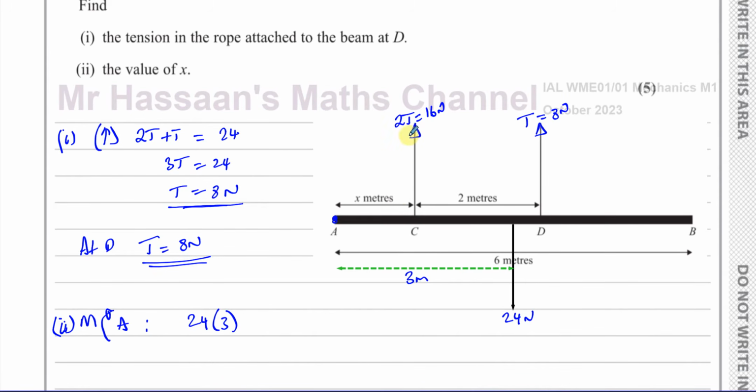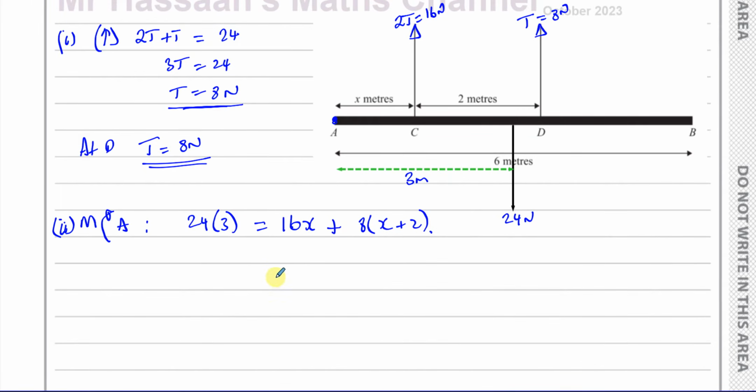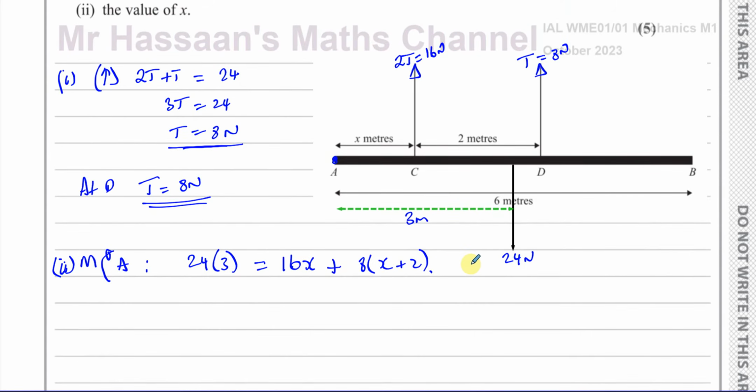So you have 16 times x plus, this is going to be T, which is 8 times x plus 2. That's x plus 2. All right, so that's the force times the distance. That's the turning effect of the force. So now we have only one unknown here, which is x. So we can find what x is by solving this equation.